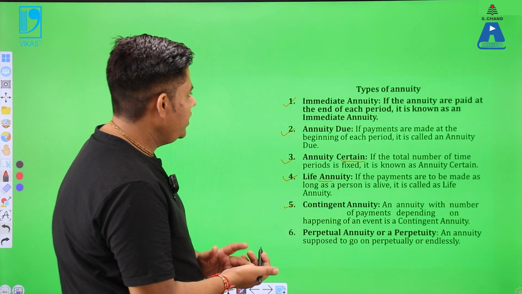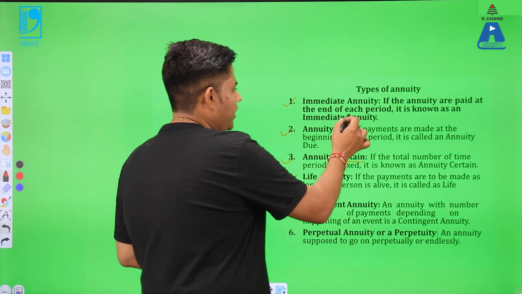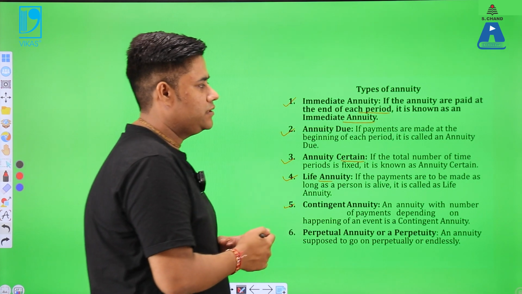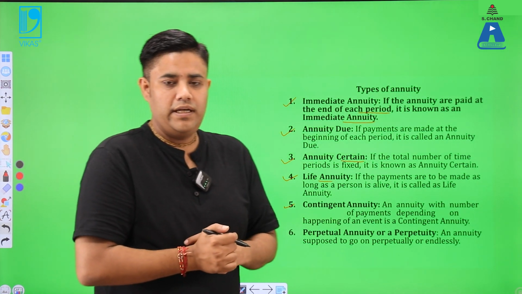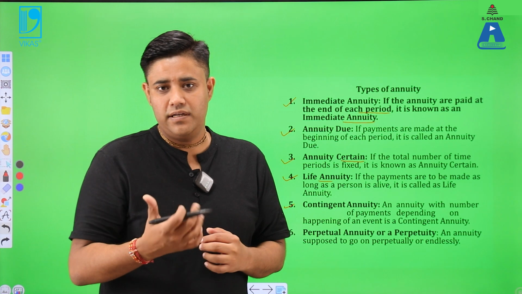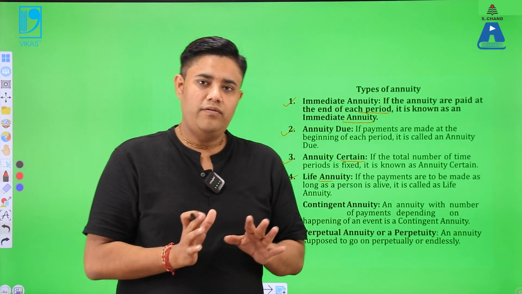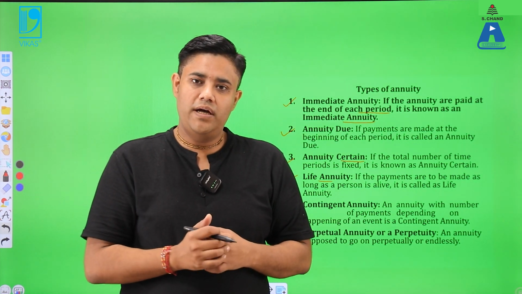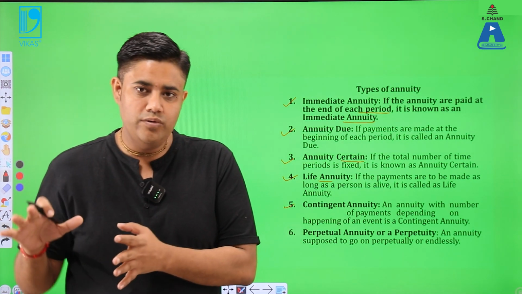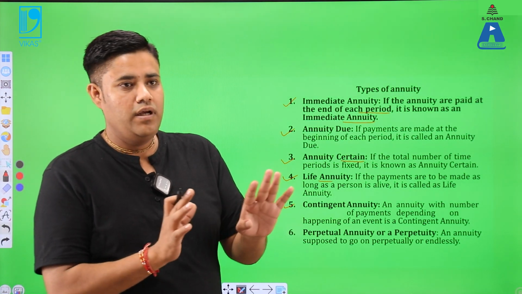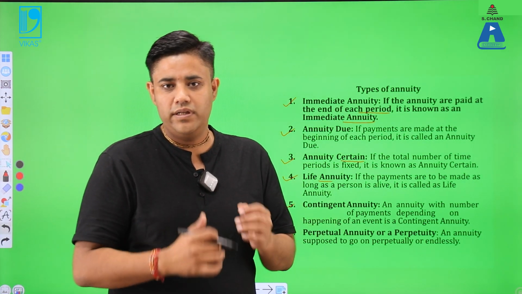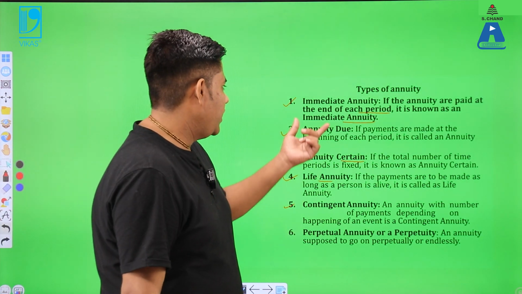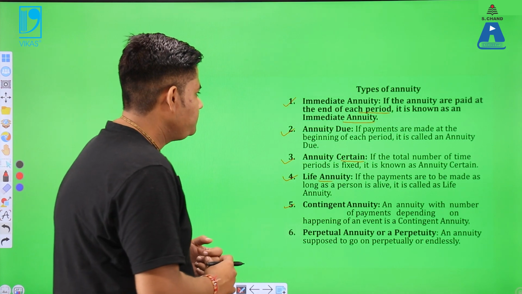So immediate annuity is basically paid at the end of each period, and that particular set is called the immediate annuity. Let's say you have taken a certain amount, and you have to pay that amount including the principal value and the interest, so that you clear your dues. You are paying it for a particular period of time, and that particular value is called an immediate annuity.